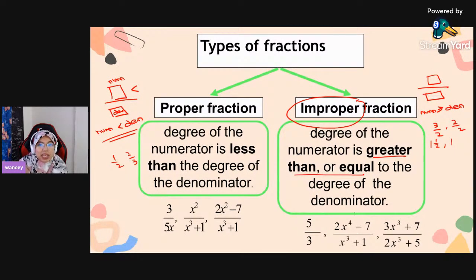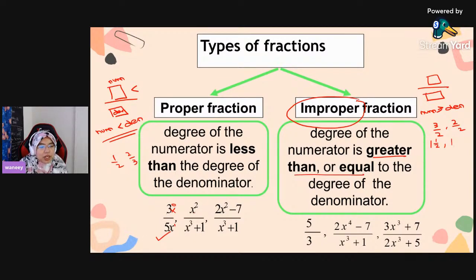Okay, so now in polynomials, what does it mean by a proper fraction? They will have something like 3 over 5x. So the bottom is x to the power of 1, and at the top it is x to the power of 0. So the degree is definitely less than our denominator. So this is a proper fraction.